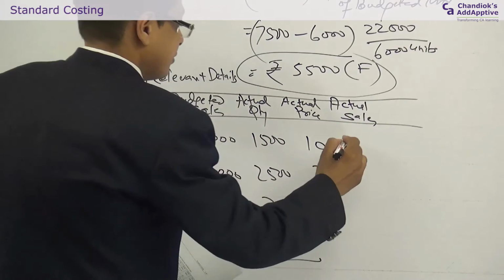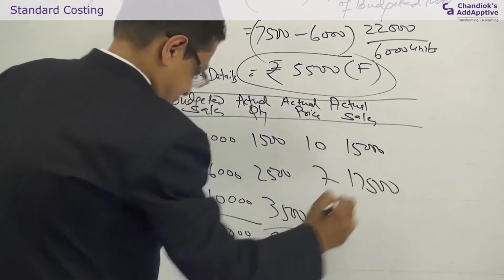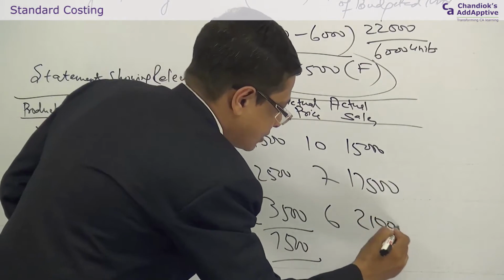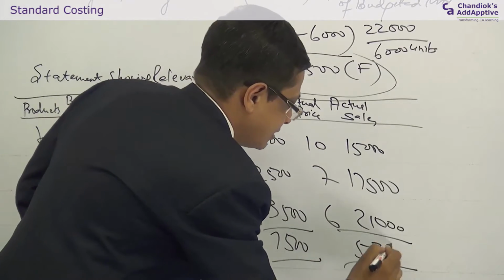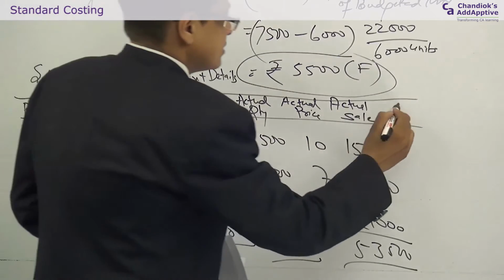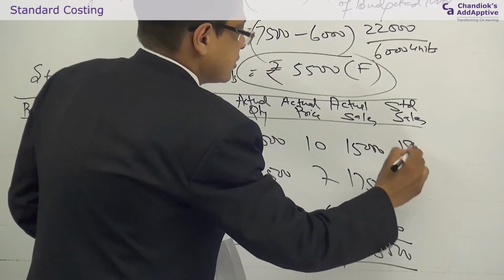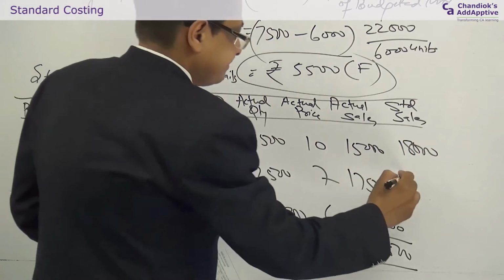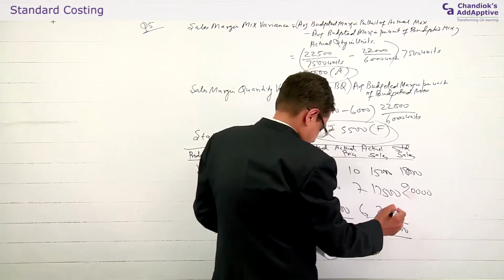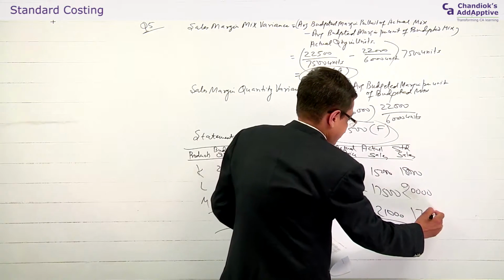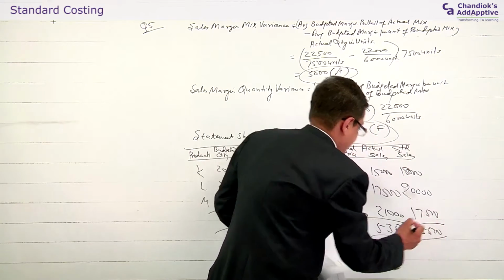calculated at 15,000 given in the question, 17,500 and 21,000. So, if you add this, this becomes 53,500. The final thing is the standard sale. So, this is 18,000, 20,000, 17,500. So, if you solve, this becomes 55,500.